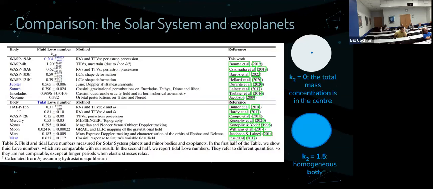And I think this is my last slide. This was just the end of my paper. I wanted to compare Love numbers found in the solar system and in exoplanets. In the solar system, it's much easier, let's say.